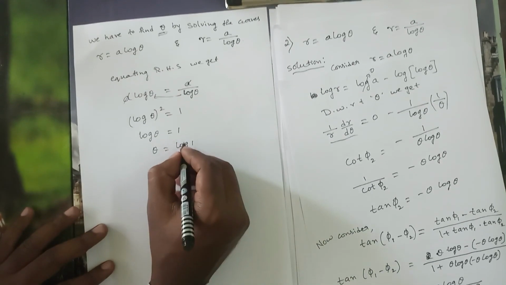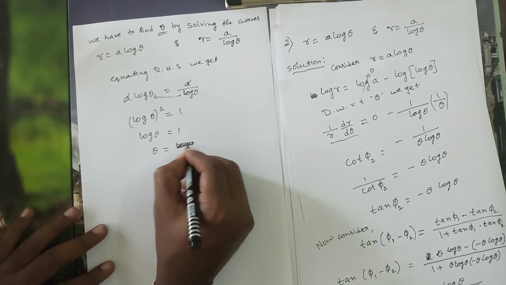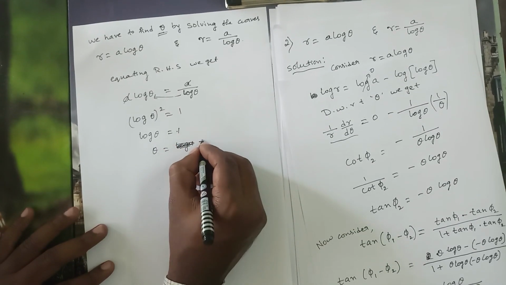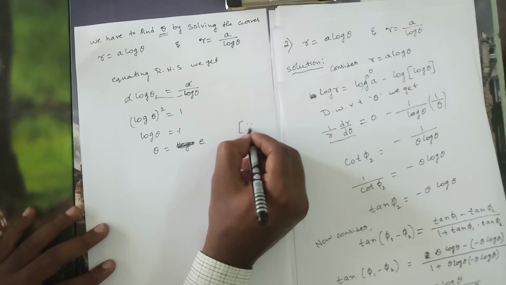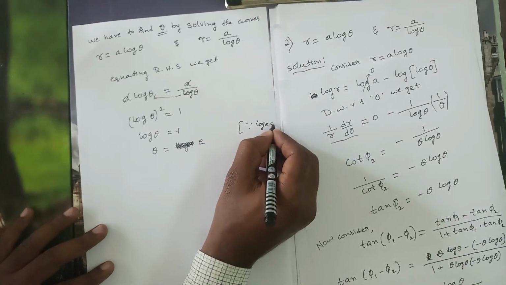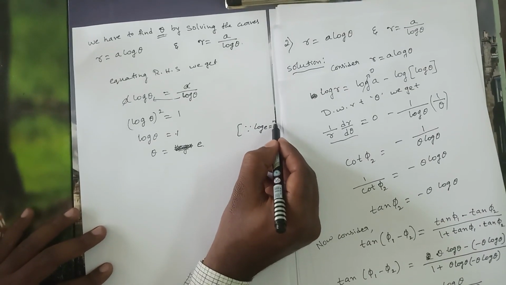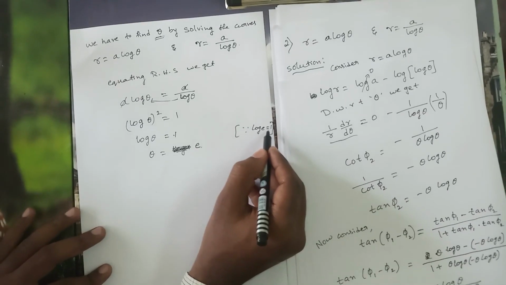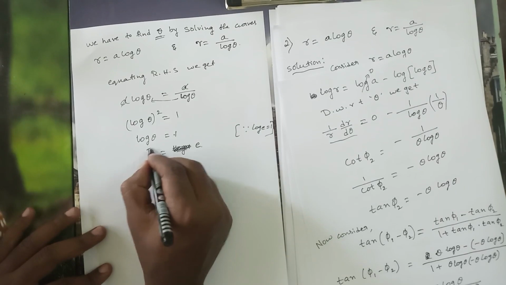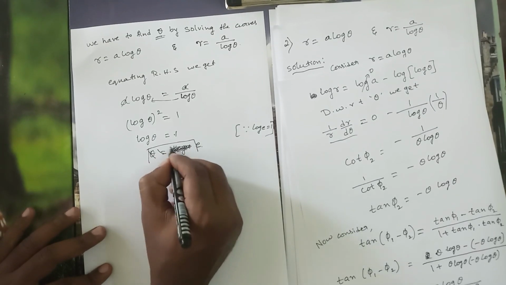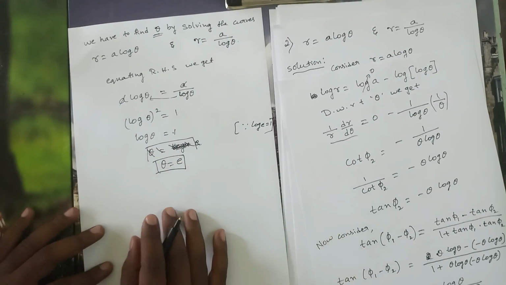Antilog of 1, sorry, this is not 1. Antilog of 1 means it is e here, because we know that log e equals 1. So if you take this term to the right hand side, e is equal to antilog of 1. Antilog of 1 is e. So I am writing this: theta equals e.